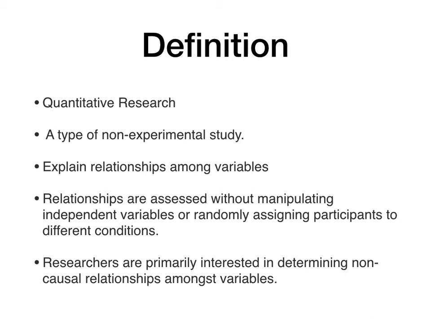Correlational research design is a type of quantitative research. It is a non experimental study that seeks to explain relationships among variables. The relationships assess independent variables without manipulating them and without randomly assigning participants to different conditions. The researcher's primary interest is to determine non causal relationships.